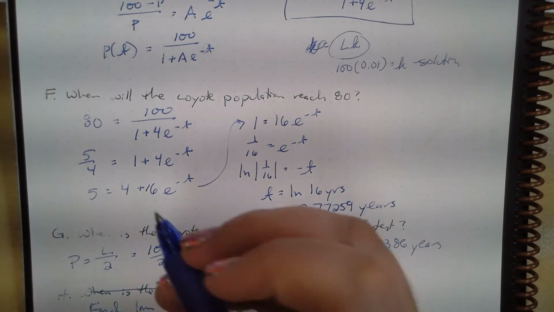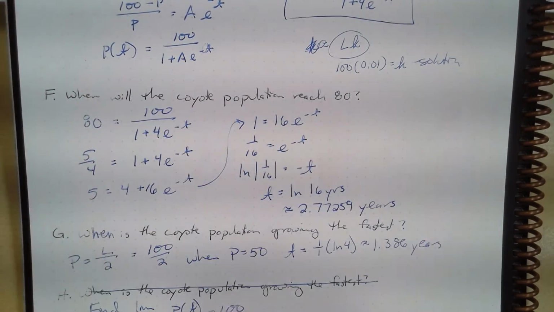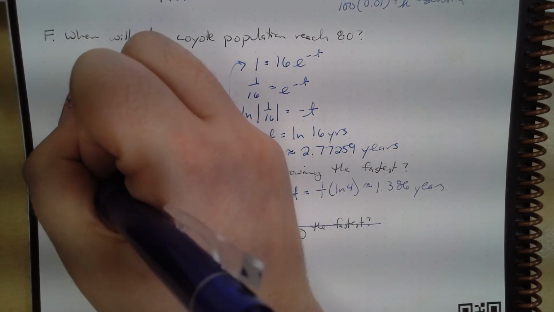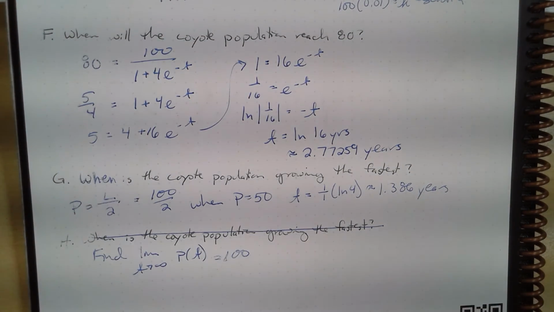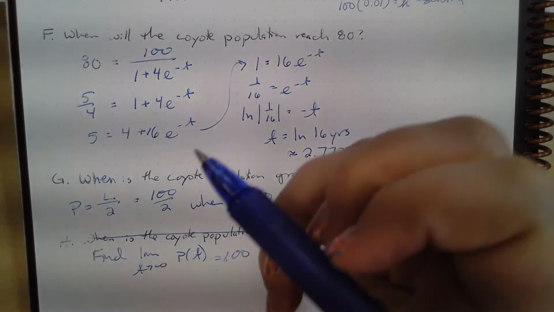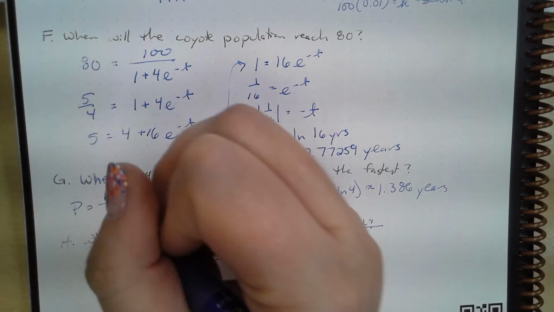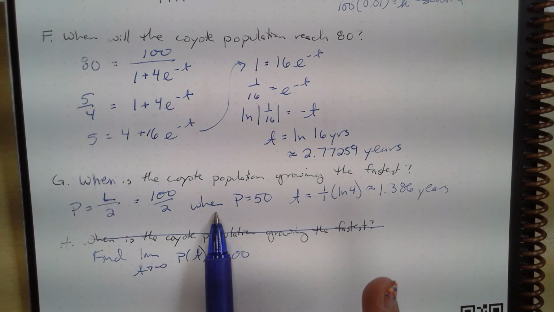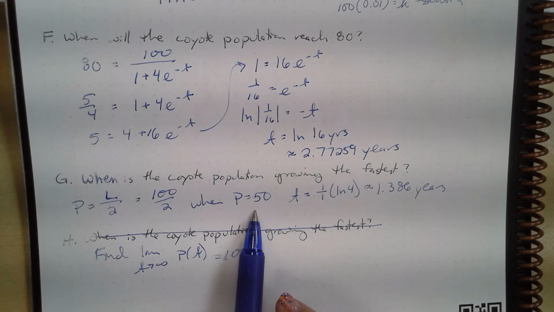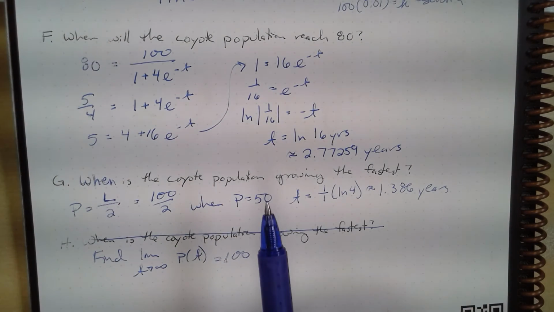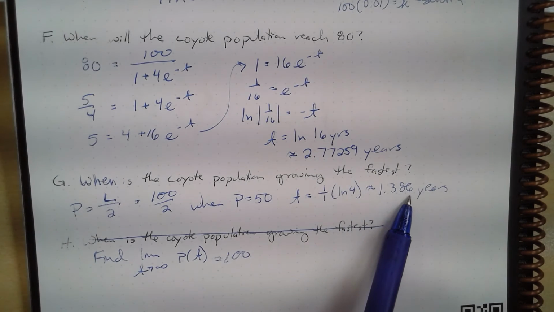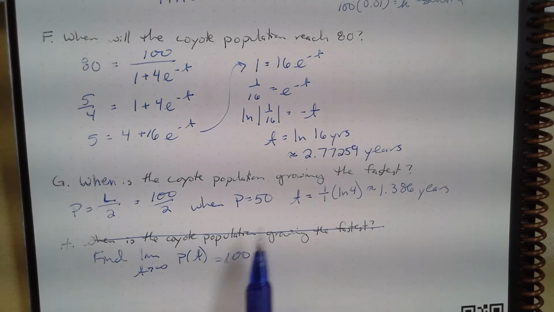Now, we're also asked when is the coyote population growing the fastest? Well, any population is going to be growing or decaying the fastest when the limit is divided by 2. Okay, that's your point of inflection. So the population is growing the fastest when the limit is divided by 2. So 100 divided by 2, when our population is 50. Now, you could actually calculate when that is by using our equation. I'm not going to do all the work, but basically t will equal about 1.35386 years.